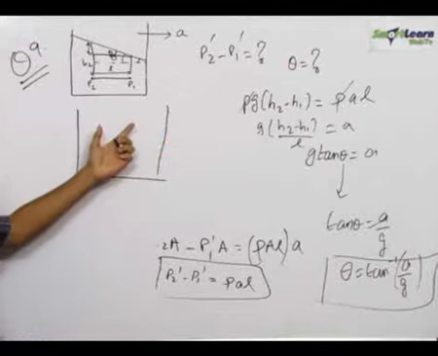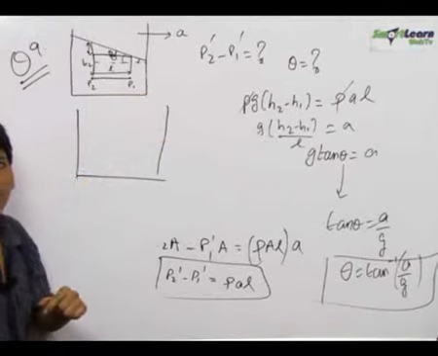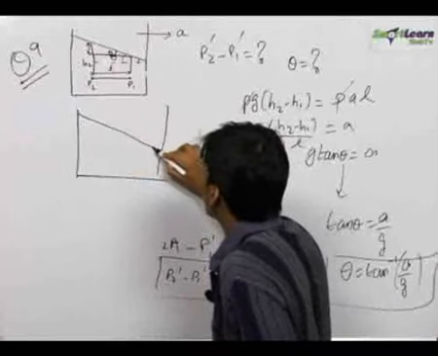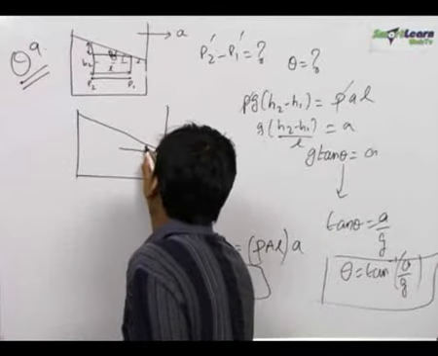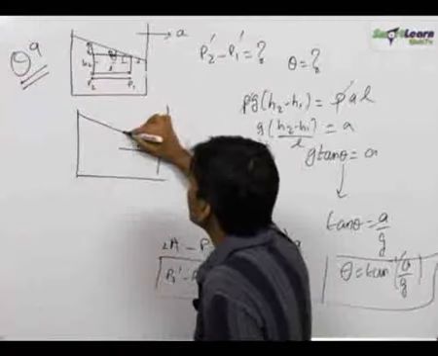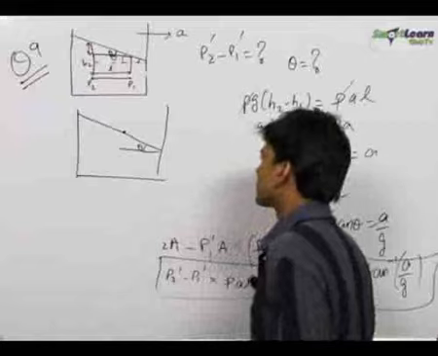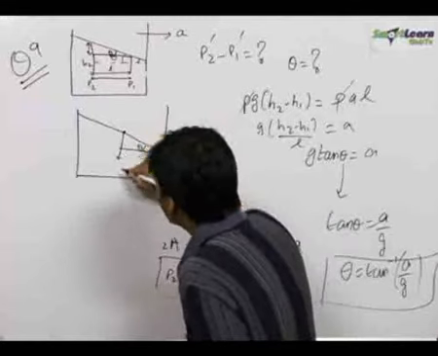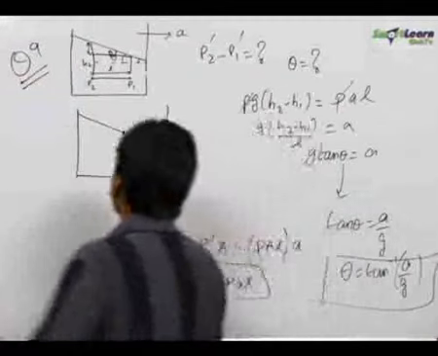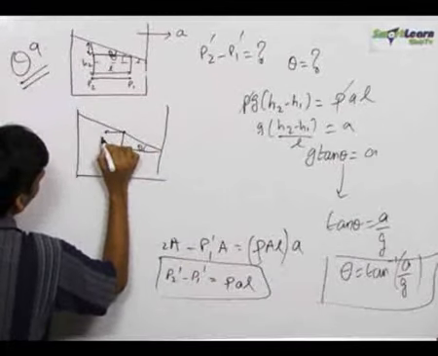Let us solve the question relative to this jar. Since this jar is an accelerating reference frame, let us apply Newton's law on this particle of water at the surface. This particle of water experiences a force mg downwards, and it also experiences a pseudo force in the left direction.